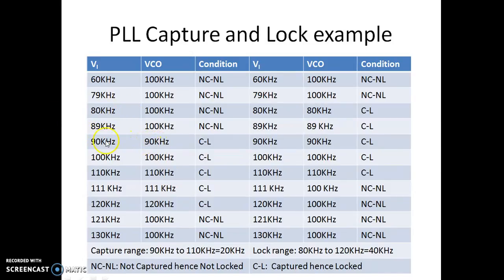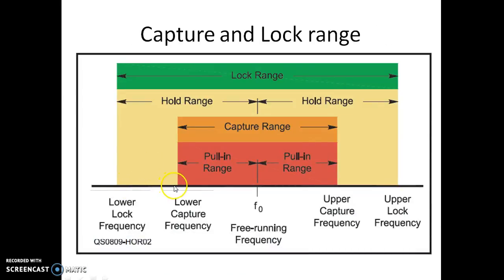So at 90 kilohertz it will get captured. In the forward journey we get the lower capture frequency and the upper lock frequency. This is 90 kilohertz, whereas this is 120 kilohertz.